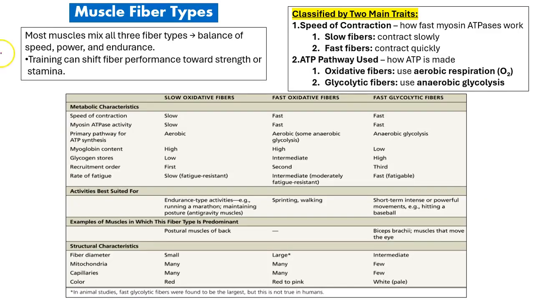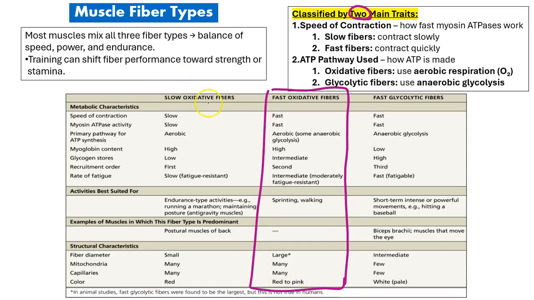Because we can have these differences in contraction speed and endurance, that's going to allow us to classify these fibers into 3 different types, each with their own performance. I know it says 2 main traits here because we're going to start off with 2, but then we're going to include our intermediate fibers as well, okay? So we got our slow oxidative fibers, our fast oxidative fibers, and our fast glycolytic fibers.